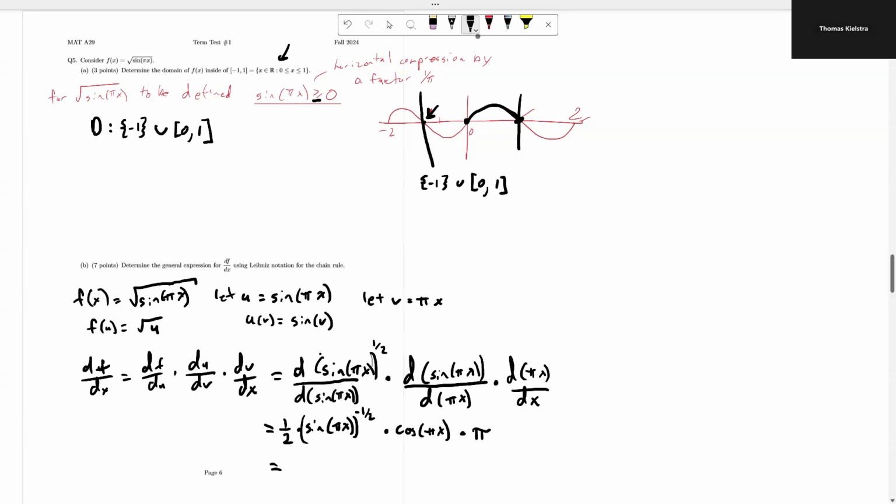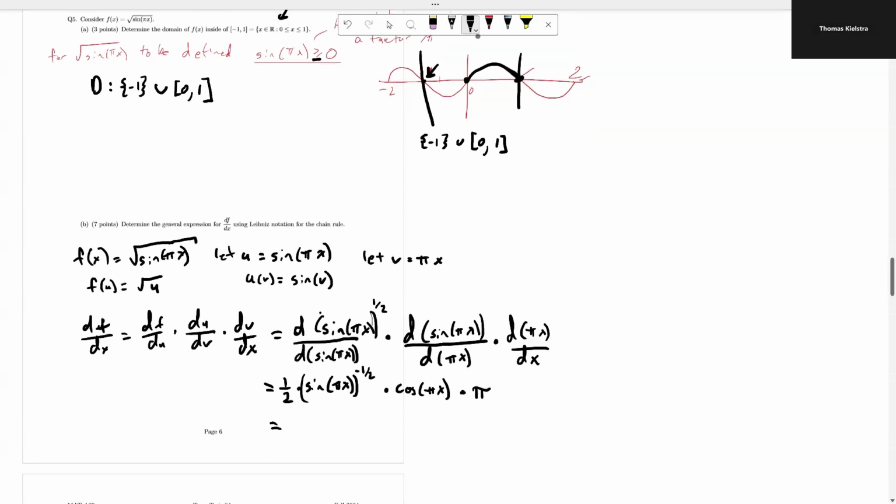And finally, I clean everything up. It's going to be pi over 2 times cos pi of x divided by the root of sine pi of x.